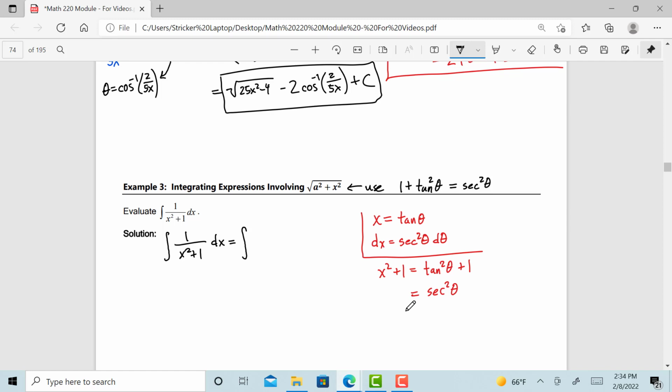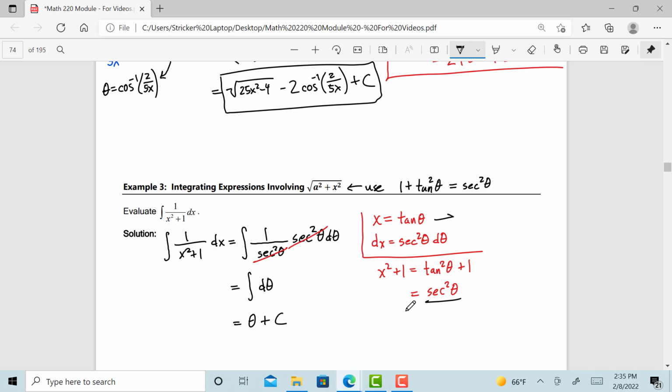Okay, welcome back. Hopefully you were able to write that out. In the denominator, we already found that x squared plus 1 simplified down to secant squared theta. So we have secant squared theta in the denominator. And then we also found that dx was equal to secant squared theta d theta. And so it works out very nicely that the secant squared thetas divide out. And we're left with a simple integral. It's just the integral of d theta, which we know is theta plus c.